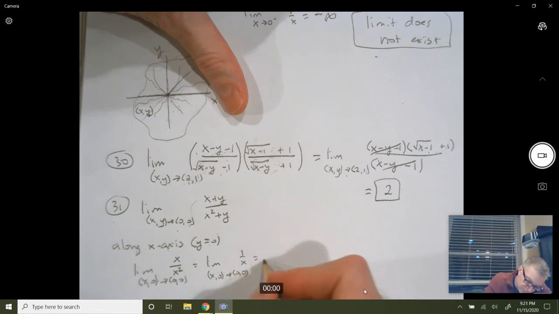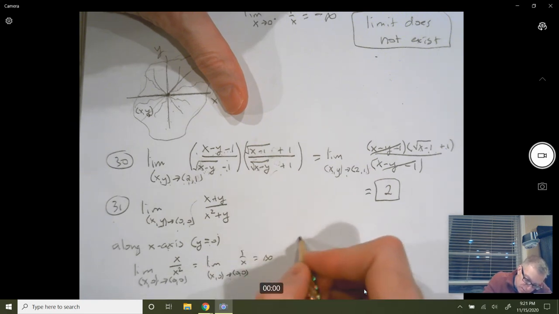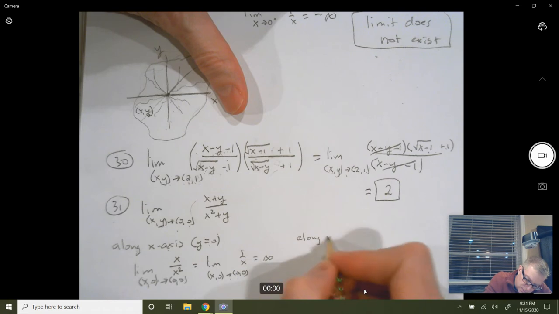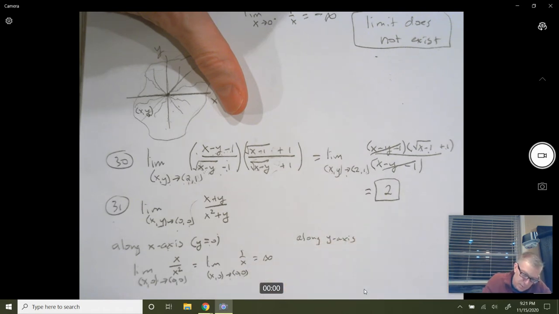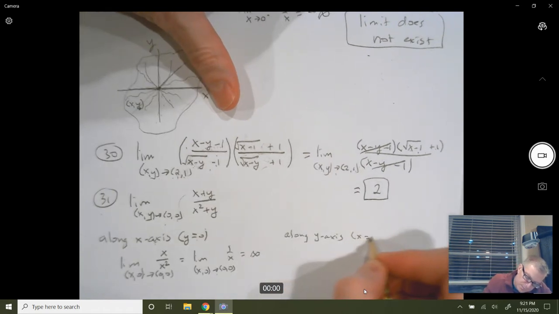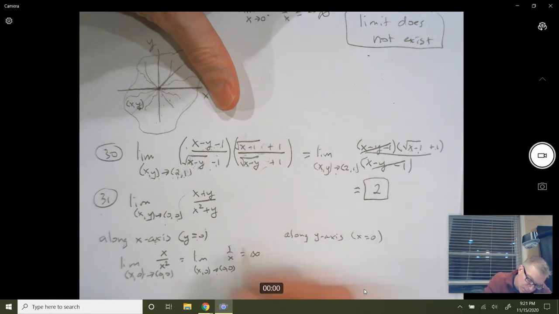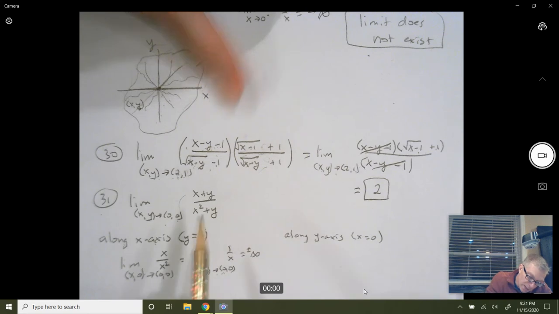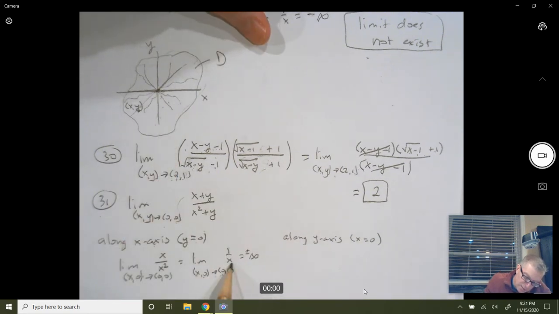Now let's try along the y-axis, which means x is 0. Okay, and notice this here, this could be either positive or negative infinity, because if you're approaching from the right side where your x is positive, you're going to get positive infinity. If you're approaching from the left side, you're going to get something that's negative infinity. So this limit does not exist.